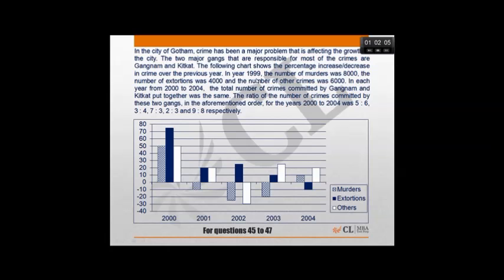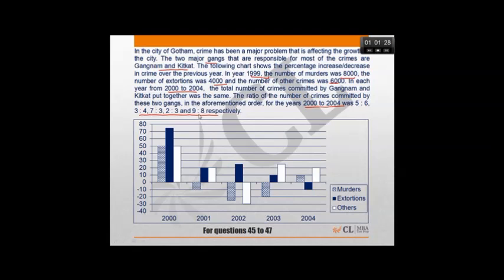Okay, 45 to 47. Large amount of data. Let me quickly see the DI part. Two major gangs are responsible, with the following chart showing increase and decrease in number of crimes. Number of murders was 8,000. Number of extortions. In each year, the total number of crimes committed by these two put together is the same. The ratio of the number of crimes committed by these two gangs for the years 2000 to 2004.